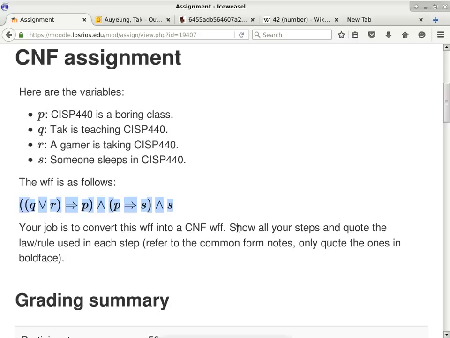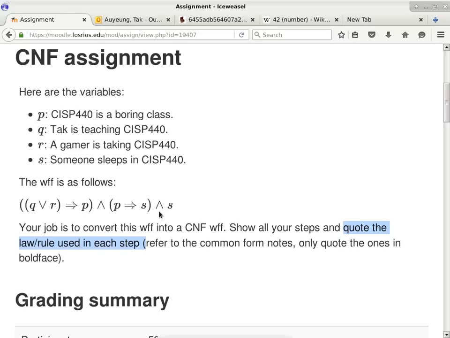When you do this homework assignment, you have to show all your steps and quote the rule or the law that you use in each step, because I want to know exactly how you got from one step to the next. All right, so are there any questions about the assignment itself? I understand CNF, I have not talked about CNF yet, so that's what we'll talk about next. But other than that, are there any questions about the homework assignment?